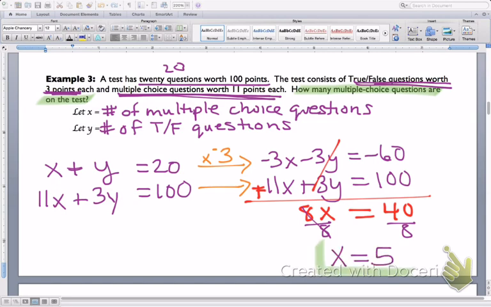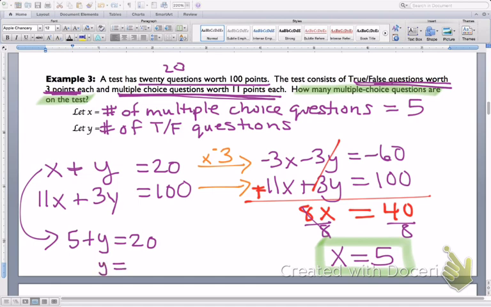So what does the 5 represent? 5 represents x, which is the number of multiple choice questions. So there are 5 multiple choice questions in this test. Let's go ahead and figure out y, which is the number of true-false questions. So in this case, 5 plus y is equal to 20. So 5 plus how much is equal to 20? That would be 15. Therefore, there are 15 true-false questions. So we have 15 true-false questions on the test.